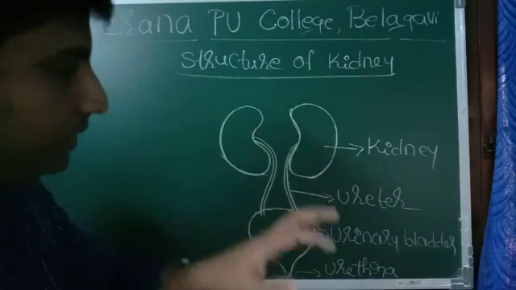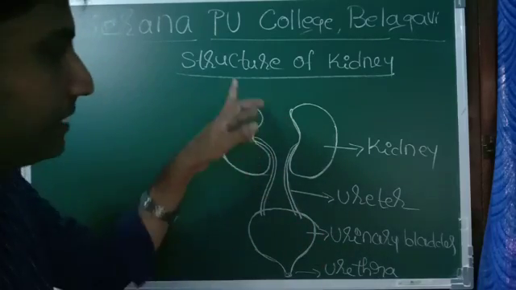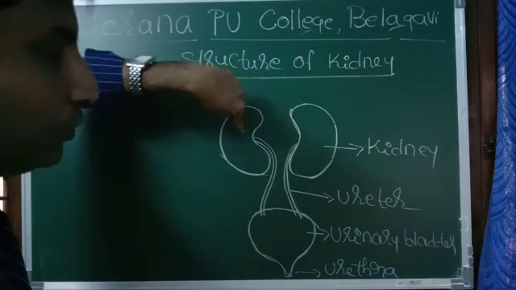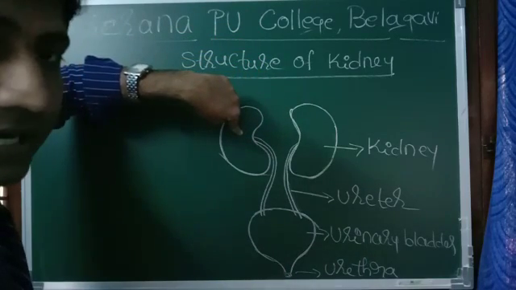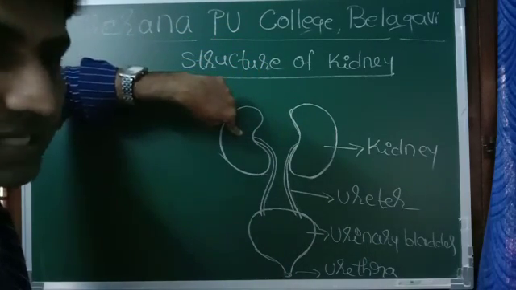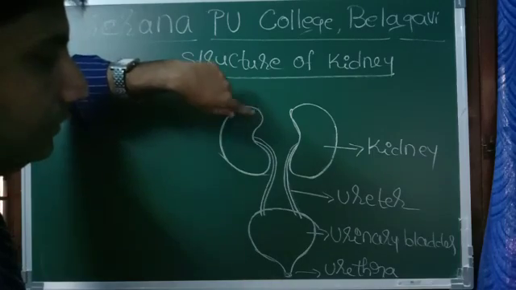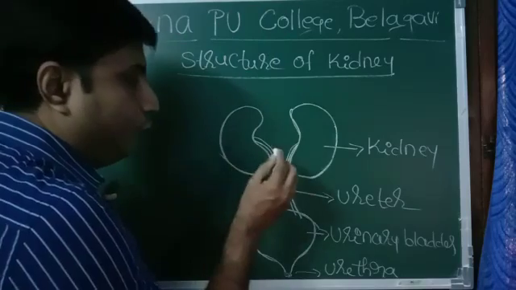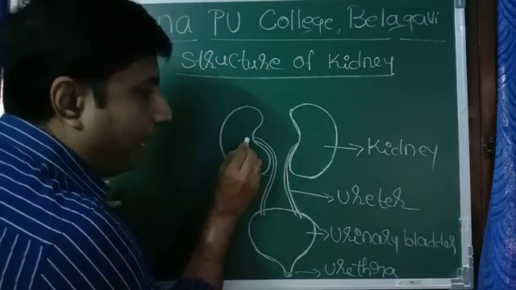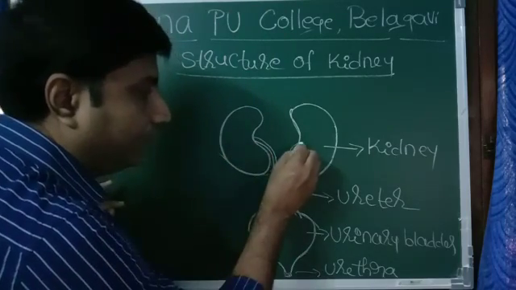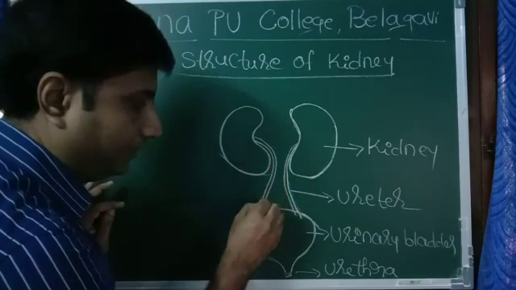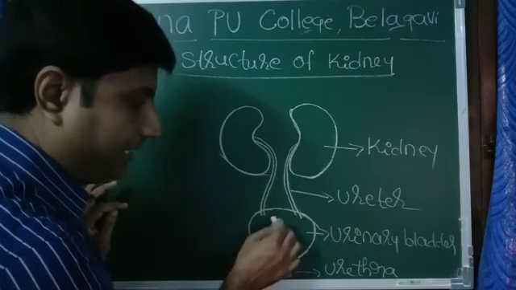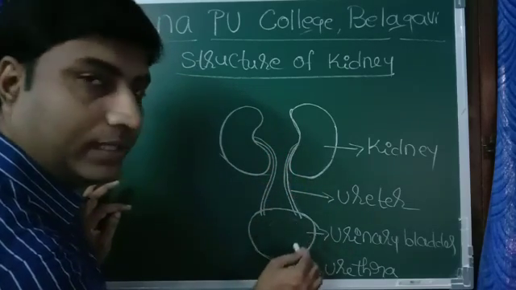Now, as I mentioned earlier, there is a set of blood vessels which brings blood to the kidney. In the kidney, urine gets separated and the blood goes back to the body. The urine which gets accumulated here passes through this ureter, and it gets accumulated in the urinary bladder.